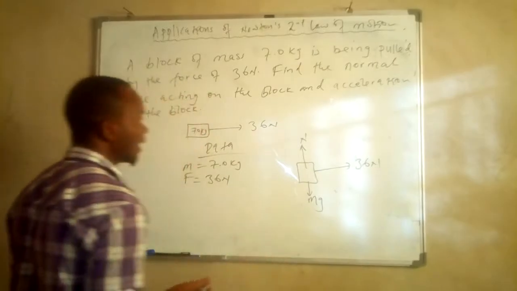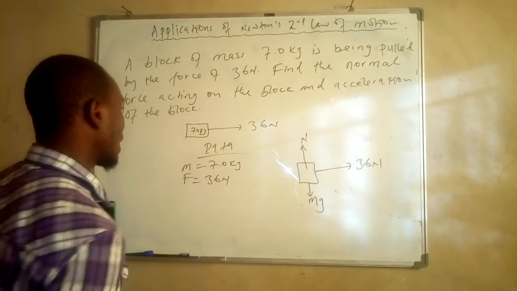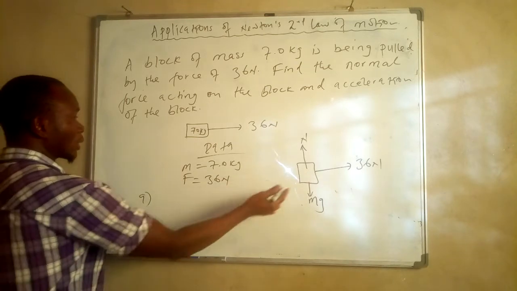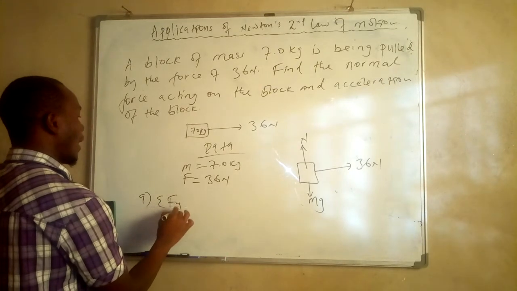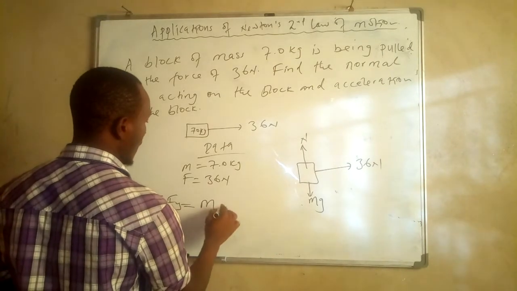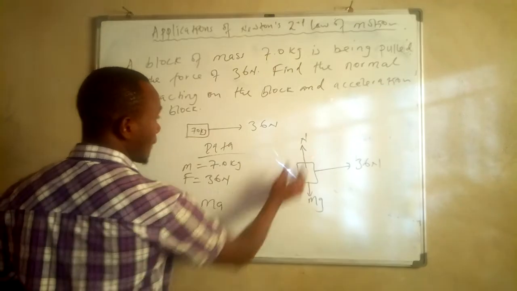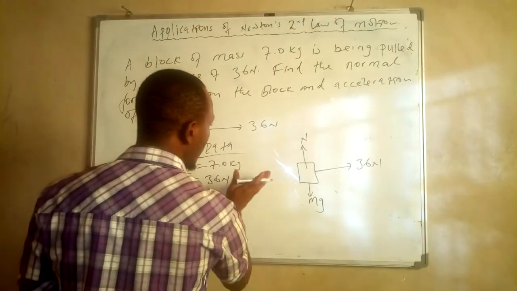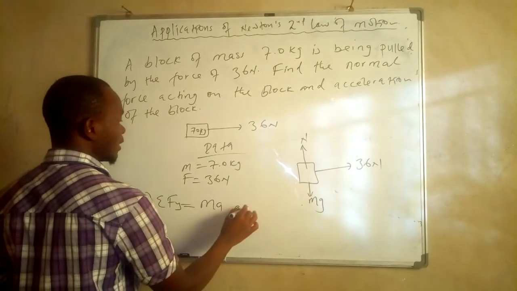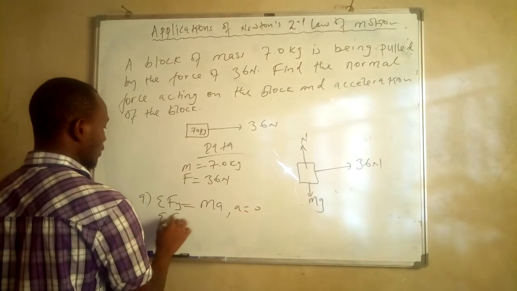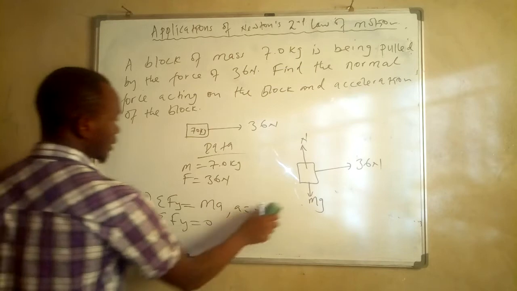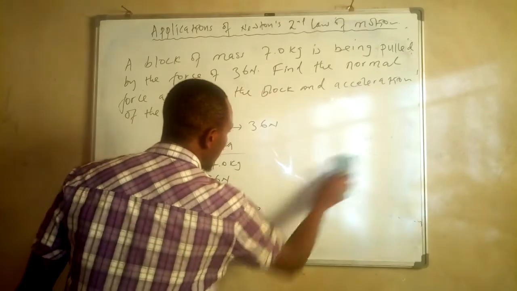Now the question says find the normal force and the acceleration. So for the normal force, let's call it A. Normal force, we know that the summation of forces in y should be equal to ma. But in the y direction the block is not moving, so in the y direction, a is 0. So the summation of forces in y will be 0.